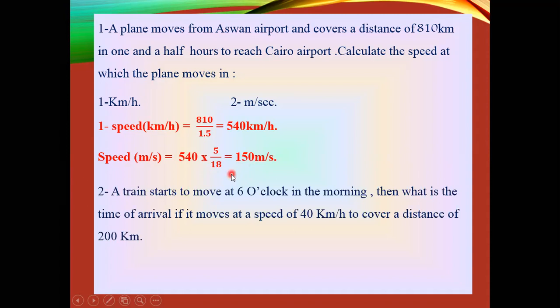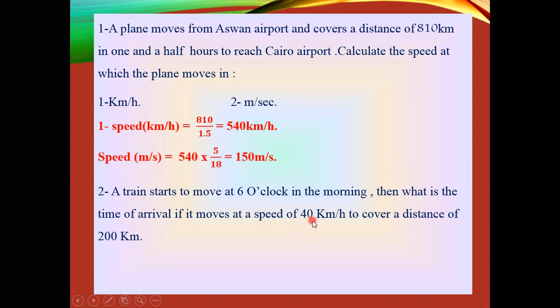Okay. Another one. A train starts to move at 6 o'clock in the morning. Then what is the time of arrival if it moves at speed 40 kilometers per hour to cover the distance of 200 kilometers? Okay, let's see. The clock time we won't calculate, just keep it considered. To know the arrival time, I must calculate the time of the trip, then add it to the starting time to get the final time.